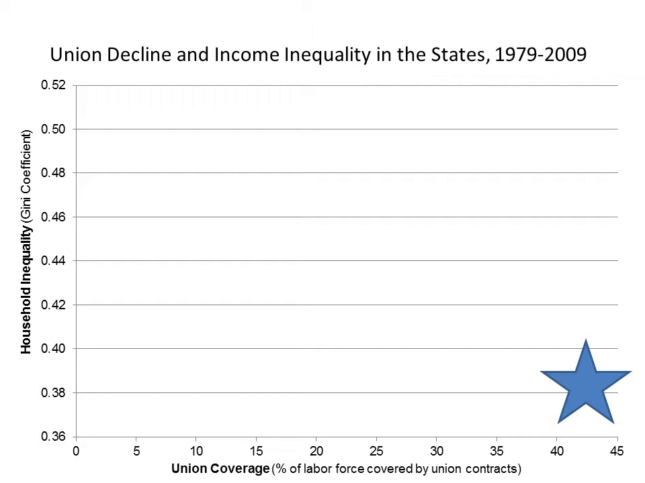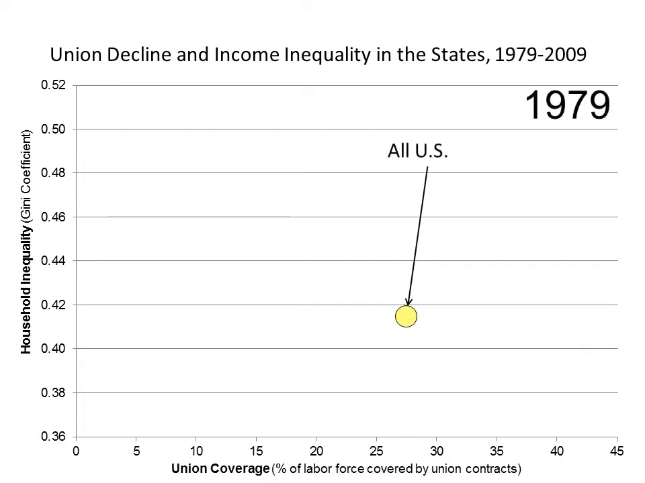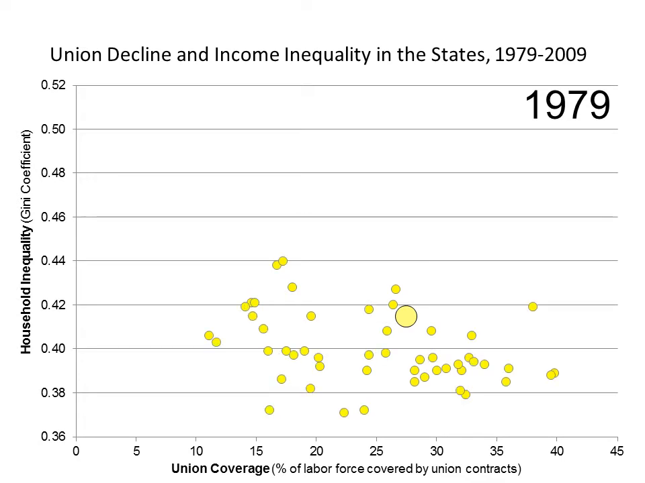measure of inequality. In 1979, the national numbers looked like this. Just over 27% of workers were covered by union contracts, and inequality on the Gini scale was 0.415. The rank of individual states in 1979 on both inequality and union coverage varied widely. Urban and industrial states, Michigan, Pennsylvania, and Illinois, for example, had generally higher union density and lower rates of inequality.